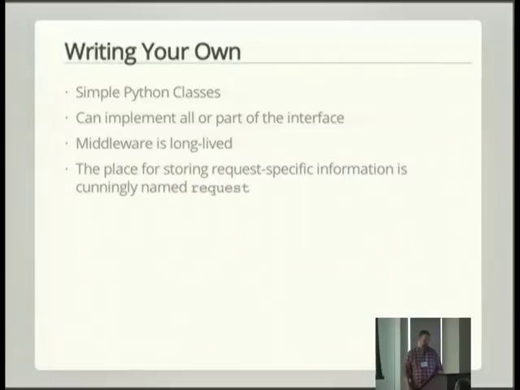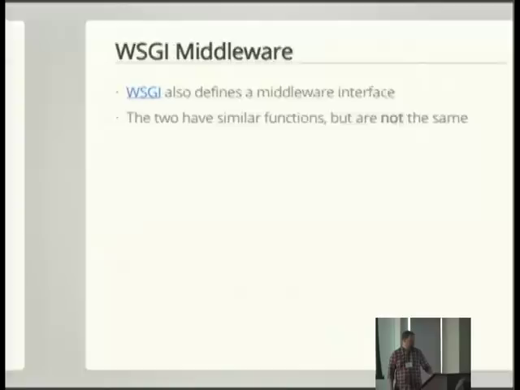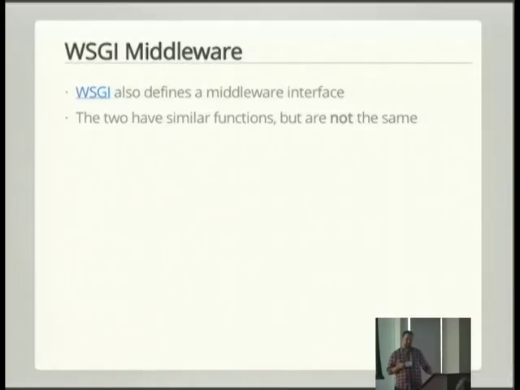Right, that's a great point, that middleware gets run for every request. So be thoughtful about what you put in there. Finally, I just want to comment that there's a thing called WSGI middleware. The WSGI specification defines middleware. It's similar, it's not the same, it's confusing. So be aware, they're different.